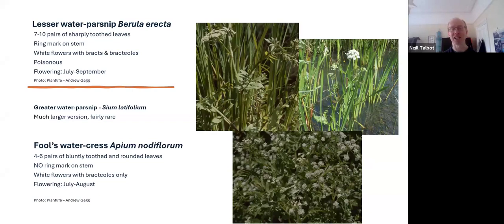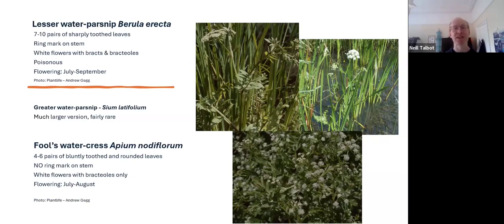So things like hemlock water dropwort are quite bad, and some of the non-aquatic ones like hemlock are very poisonous, and also giant hogweed. So people need to be wary about these species. The first one I've got here, lesser water parsnip, Berula erecta, is one of the poisonous species.